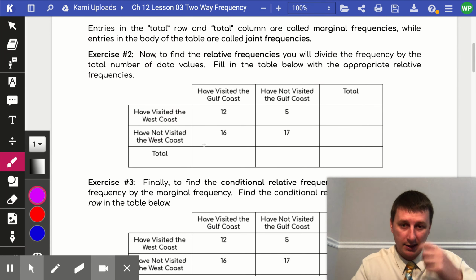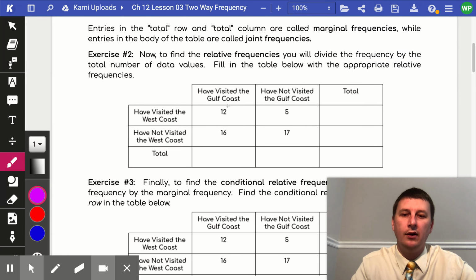So let's do some work in each part of this table. We have 12 and 16 over here. As we saw before, that gives us 28 students, and we know that's out of 50 total students. So to get our relative frequency, we're going to divide 28 by 50 and multiply by 100 to get a percent, and that would give us 56%.